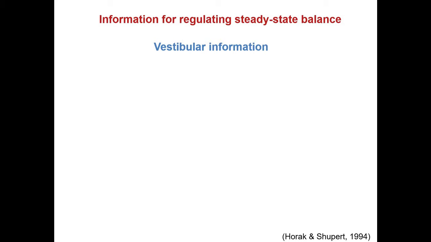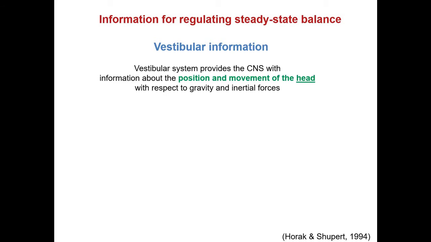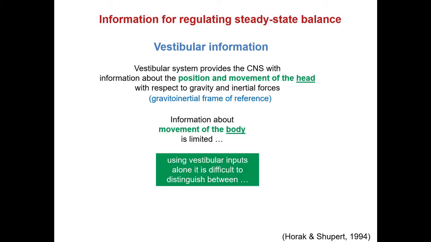The final perceptual system that we'll consider is the vestibular perceptual system. The vestibular system provides the central nervous system with information about the position and movement of the head with respect to gravity and inertial forces. To use some technical language, it provides a gravito-inertial frame of reference. The most significant characteristic of the vestibular system when it comes to balance control is that information about the movement of the body is limited.